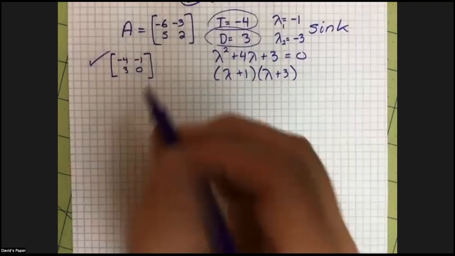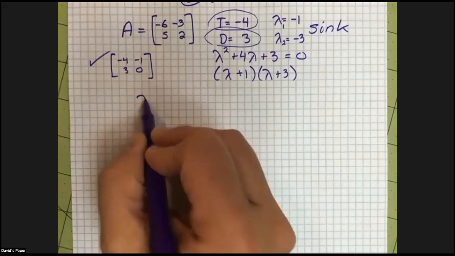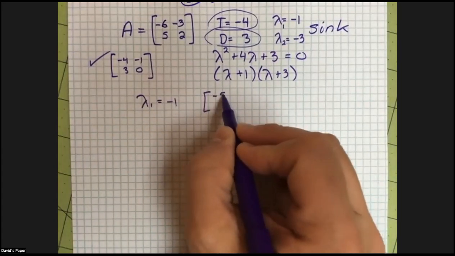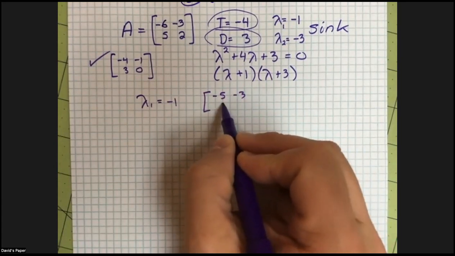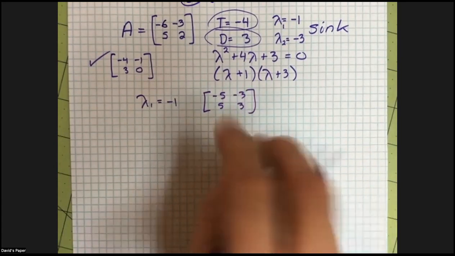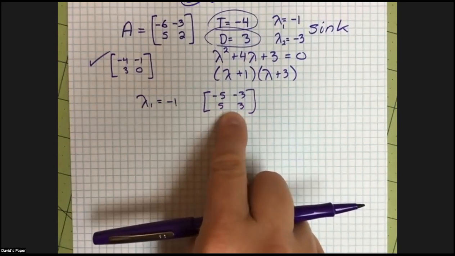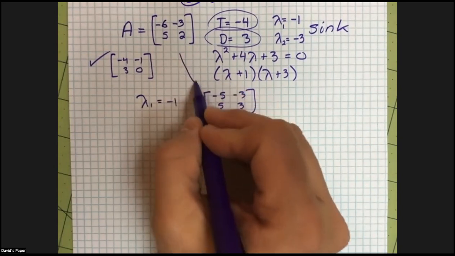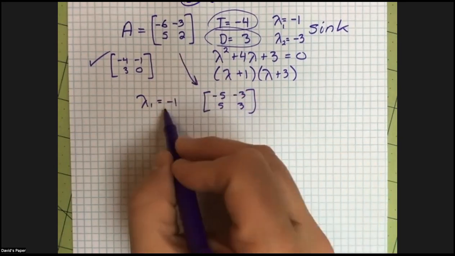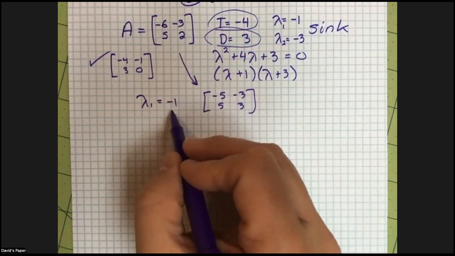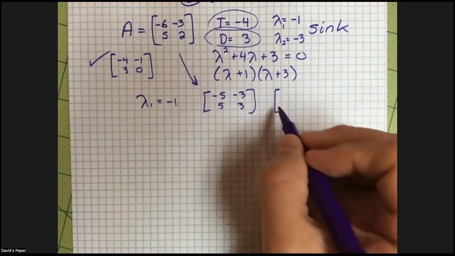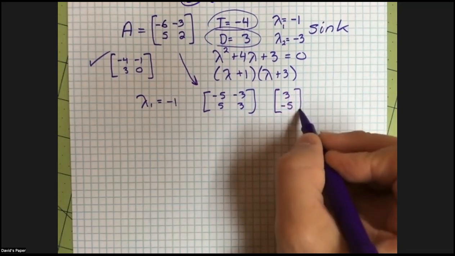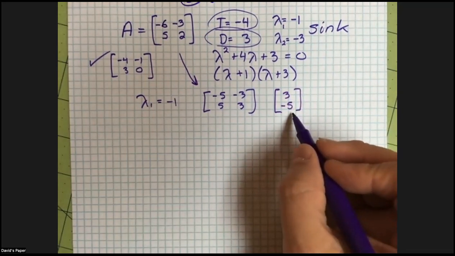But let's run my eigenvalues and eigenvectors very quickly. So for λ1 = -1, subtract -1 on the main diagonal, I get -5, -3, 5, and 3. Do you see how they have to be multiples of each other? I subtracted 1 on the main diagonal. That is hard to get used to. Subtracted -1, excuse me, which was adding 1. Eigenvector, 3, and minus 5.